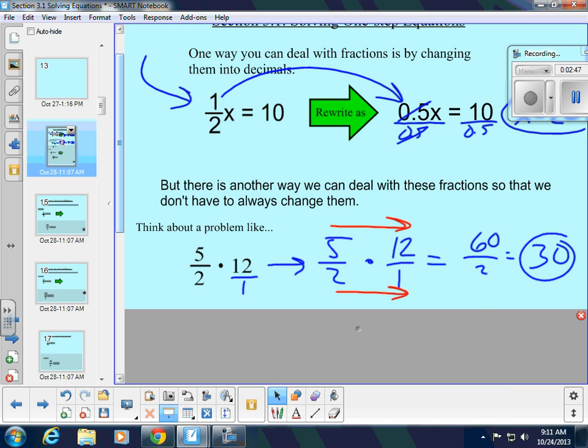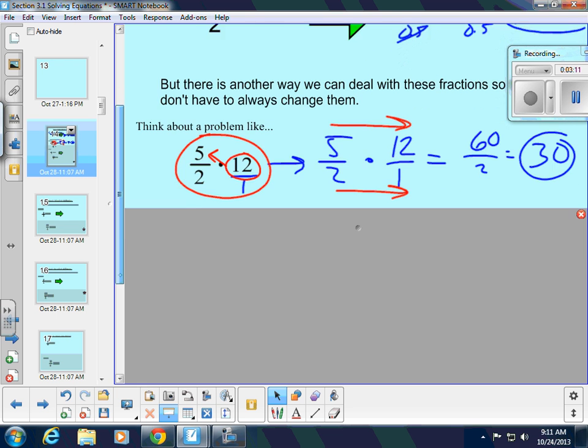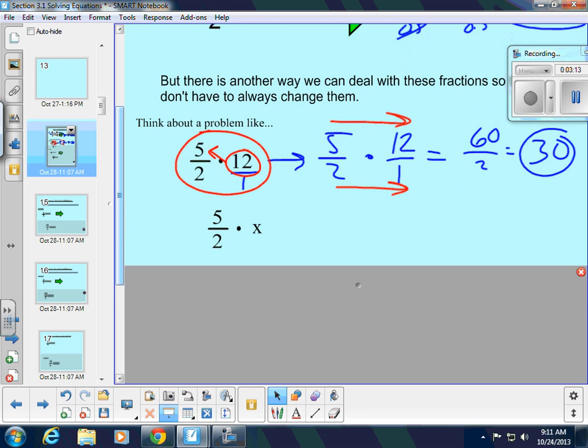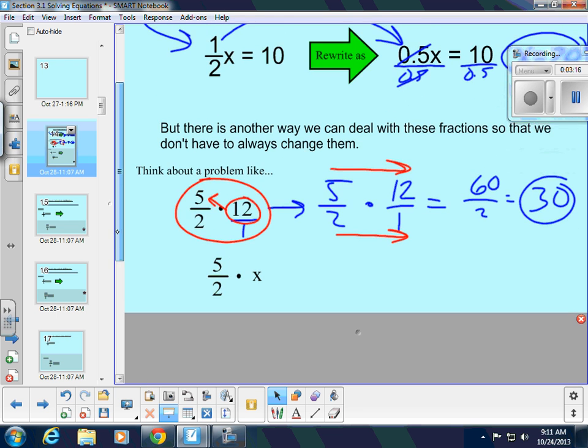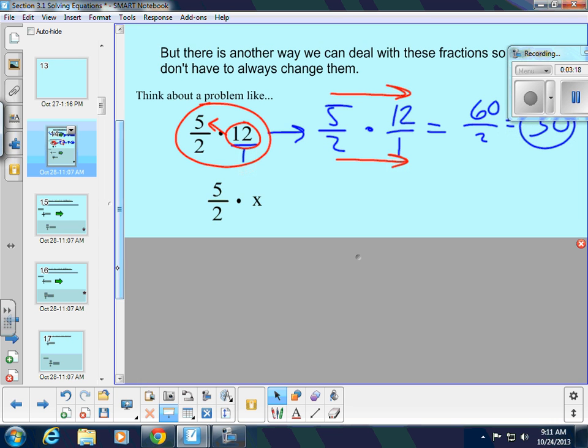But here's what I want us to realize. So what happened here, back from the original problem, when I had 5 divided by 2, 5 halves, that fraction, times 12, what number did I actually end up multiplying the 12 by? I ended up multiplying it by the top number. And that's what's always going to happen if you have some kind of whole number sitting by itself multiplied to a fraction: I'll end up multiplying that number times the top number. Well, how does that help us? Again, in the equation above, we had a fraction times a variable.